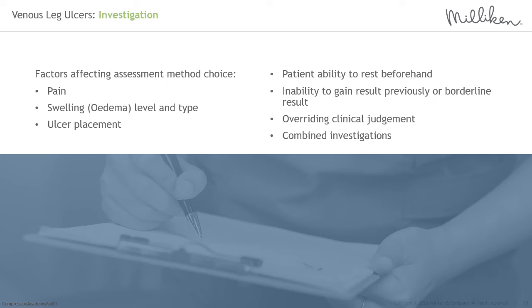Inability to gain a reading or locate a pulse due to edema, or finding a faint pulse. A borderline result may be obtained, which requires a more robust assessment method to establish if a treatment regime is appropriate or not. Overriding clinical judgment if a limb appears to have arterial indications, but the ankle brachial pressure index does not reflect this. Combined investigations have become increasingly popular, for instance, ankle brachial pressure index and duplex scan.